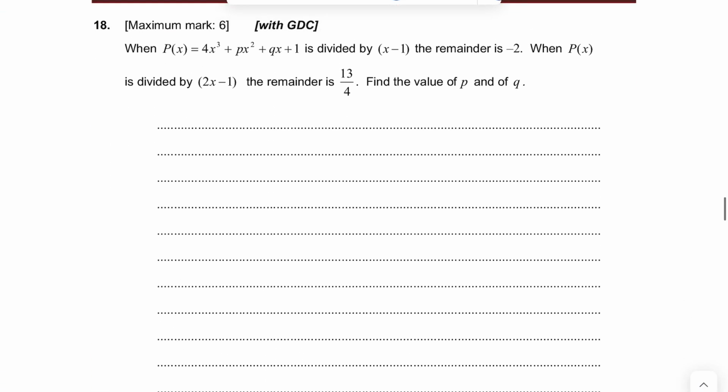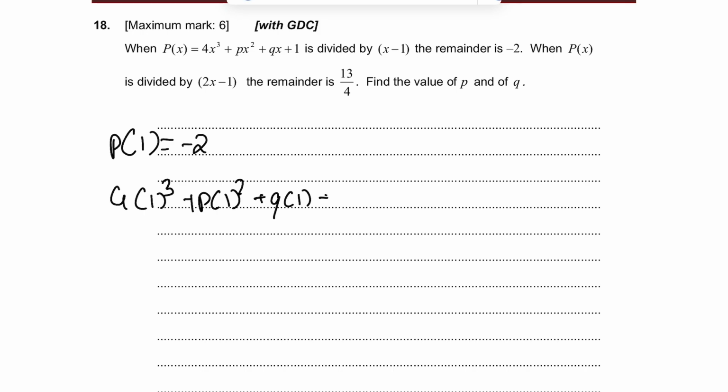Question number 18. When p of x is divided by x minus 1, the remainder is minus 2. And when p of x is divided by 2x minus 1, the remainder is 13 upon 4. Find the values of p and q. So p of 1 equals negative 2. So it becomes 4 times 1 cube plus p times 1 square plus q times 1 plus 1 equals negative 2. So what do I get directly? I'm writing p plus q equals minus 7.